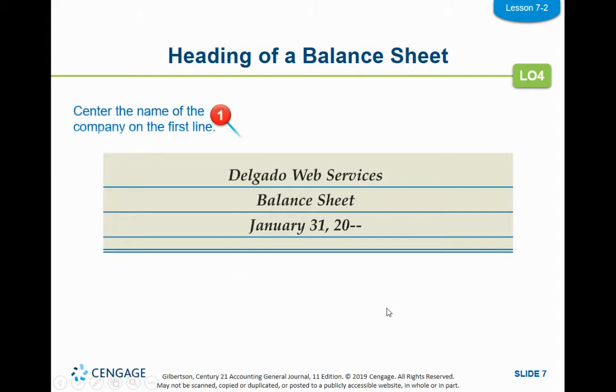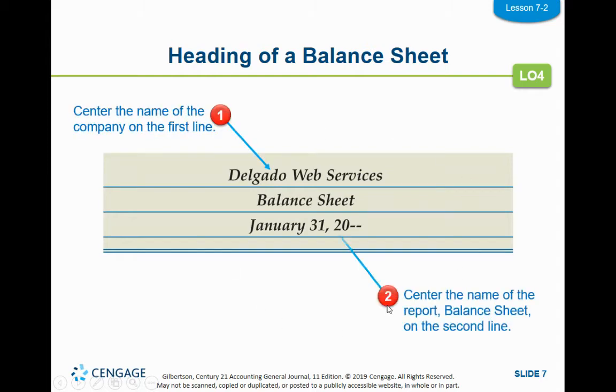So again, the first line of the heading is going to be the name of the company. Second line is going to be the name of the report. This time, because it's for a specific date, you do not put the words 4 month ended. You just put the date.